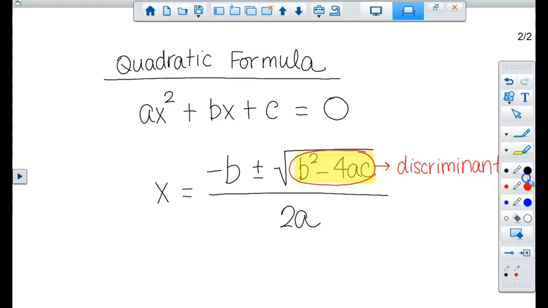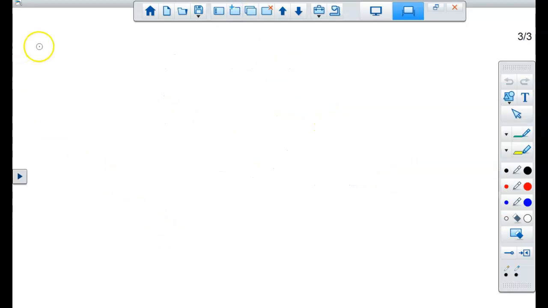All right, so what I'm going to do here is some examples that show you how to use this formula to solve quadratic equations that look like this. All right, so here's the first equation we'll solve. We're going to solve x squared minus 10x is equal to 11.